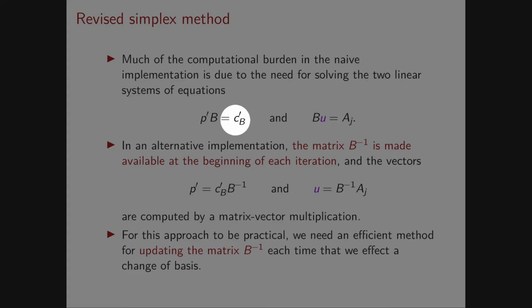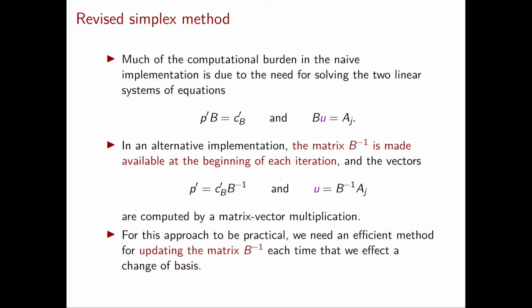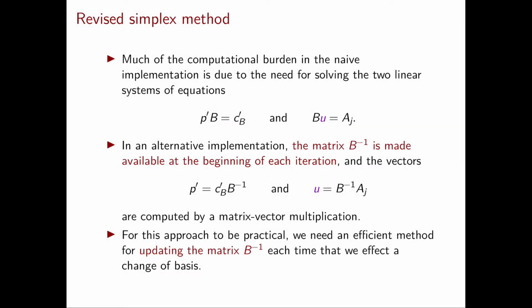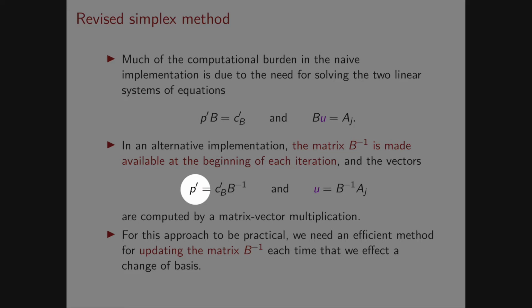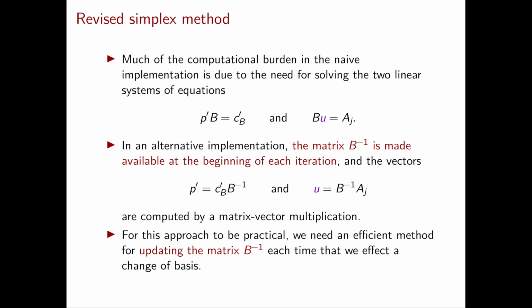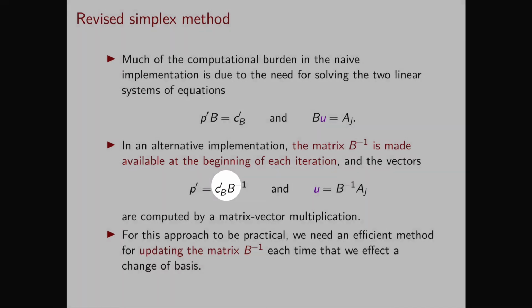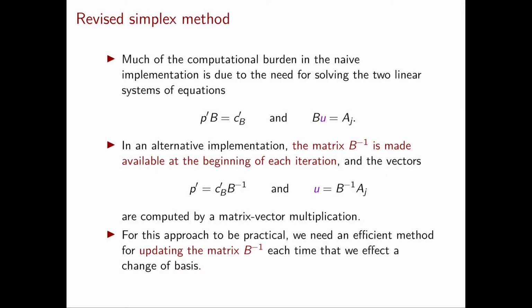In fact, if we multiply the first system by B inverse on the right and the second system by B inverse on the left, then we would obtain that P can be calculated as the product CB transpose B inverse, while the vector U can be computed with the matrix vector multiplication B inverse AJ. So to obtain either P transpose or U, we only need to compute a matrix vector multiplication where the matrix is m by m and the vector is in Rm. And we know that this multiplication can be performed in only O of m square operations.